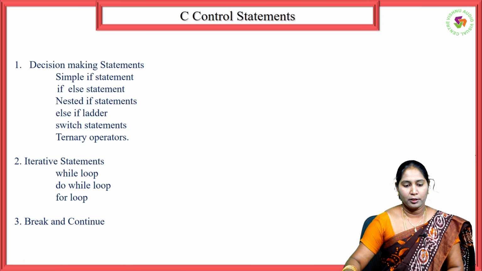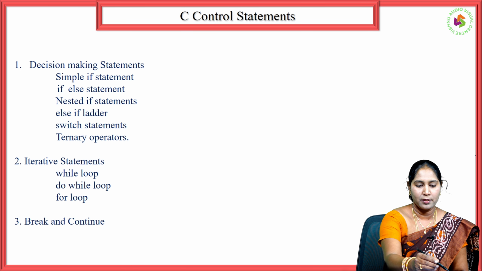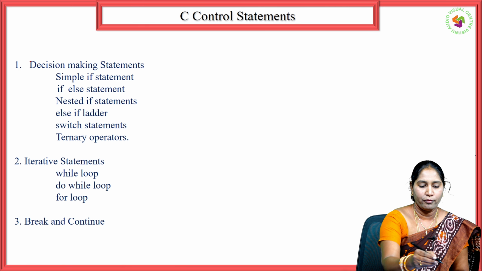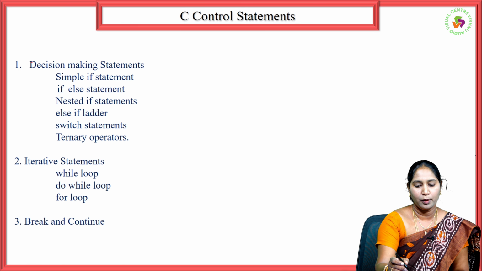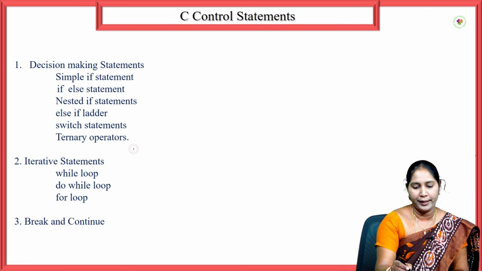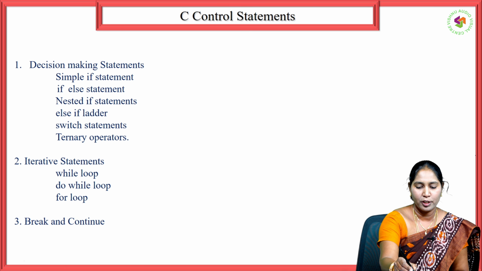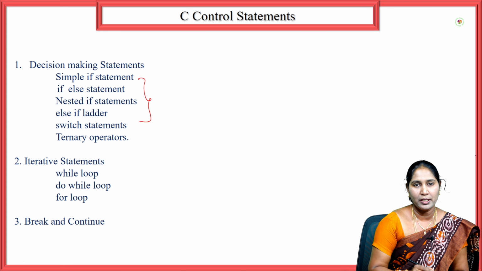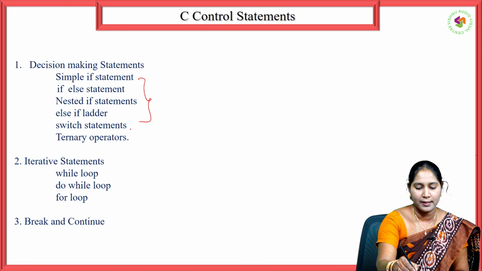The first category is the decision making statements, as we have discussed. The decision making statements are the if statement, if else statements, nested if else, else if ladder, switch and ternary operator. Previously, we discussed the first four statements, and in this particular session, we will be discussing the switch statements and ternary operators.